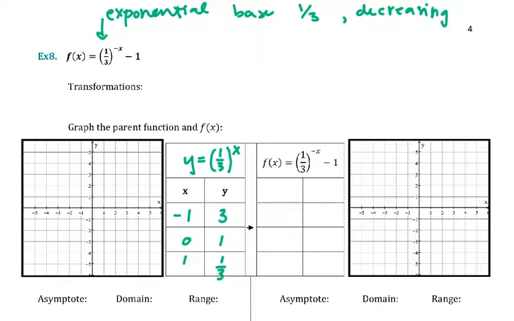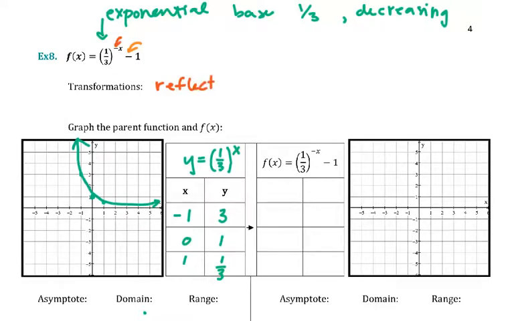Plotting those points, we have 0, 1, over 1 up 1/3, left 1 up 3. So it's very similar to what we graphed before when we did base of 1/2. Okay, but we have some transformations, and what we want to notice is there's a negative in front of the x, and there's also a -1. So the negative in front of the x, what does that do? That's going to cause the graph to reflect.